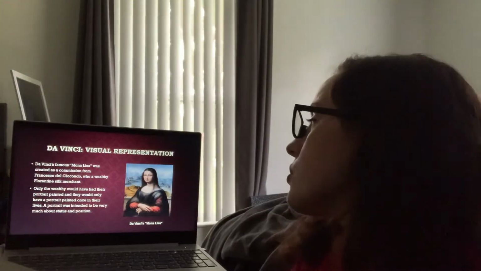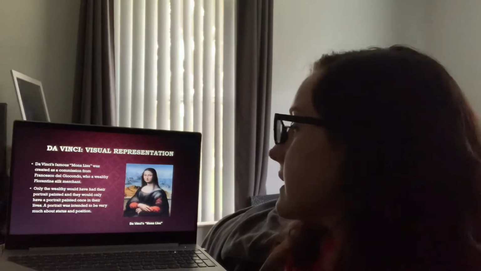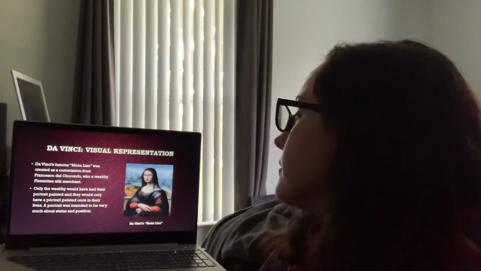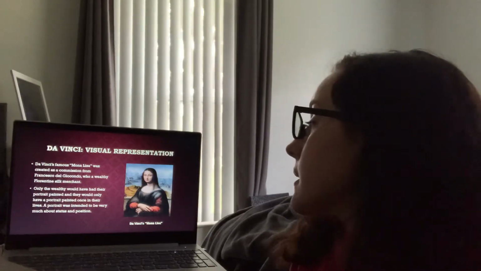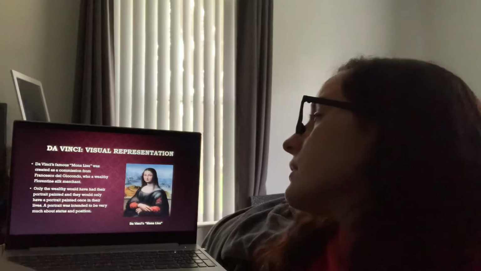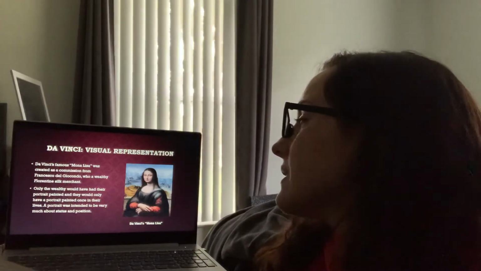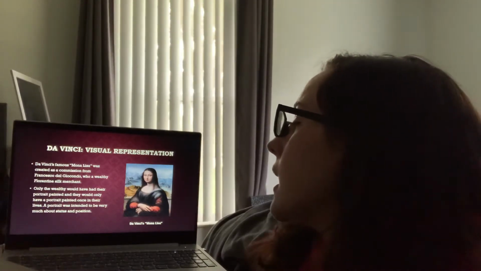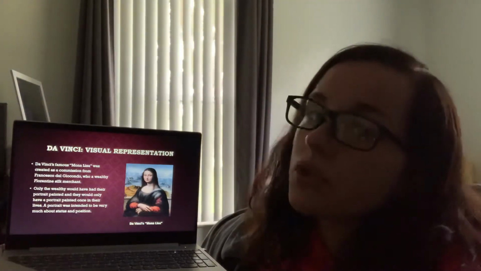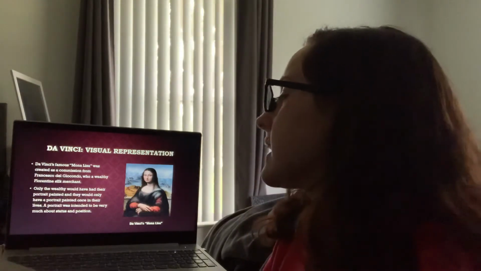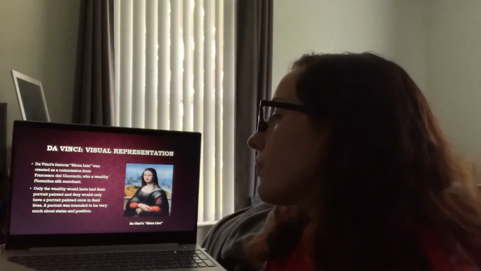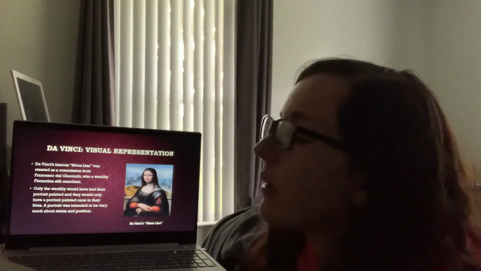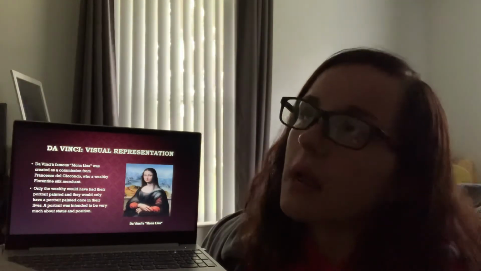Here's just one visual representation of Leonardo da Vinci. This is one of his most famous paintings. I'm sure many have heard or seen of it. It's the Mona Lisa. His famous Mona Lisa was created as a commission from Francesco del Giocondo, who was a wealthy Florentine silk merchant. One thing I found really interesting was that only the wealthy were said to have had their portrait painted, and they would only have one portrait painted in their entire life, and it was intended to be very much about social status and position as far as wealth.